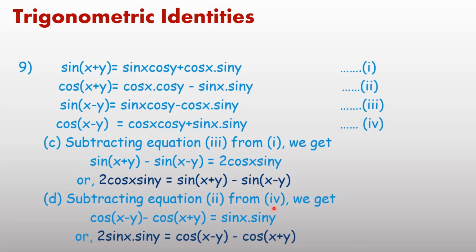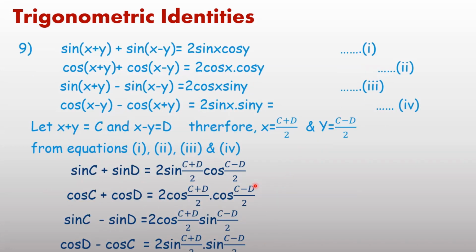In this pattern, identity number 9, you are getting 4 identities here, which we can write as: 2 sin x cos y equal to sin(x+y) plus sin(x−y). 2 cos x cos y equal to cos(x+y) plus cos(x−y). 2 cos x sin y equal to sin(x+y) minus sin(x−y). And 2 sin x sin y equal to cos(x−y) minus cos(x+y).